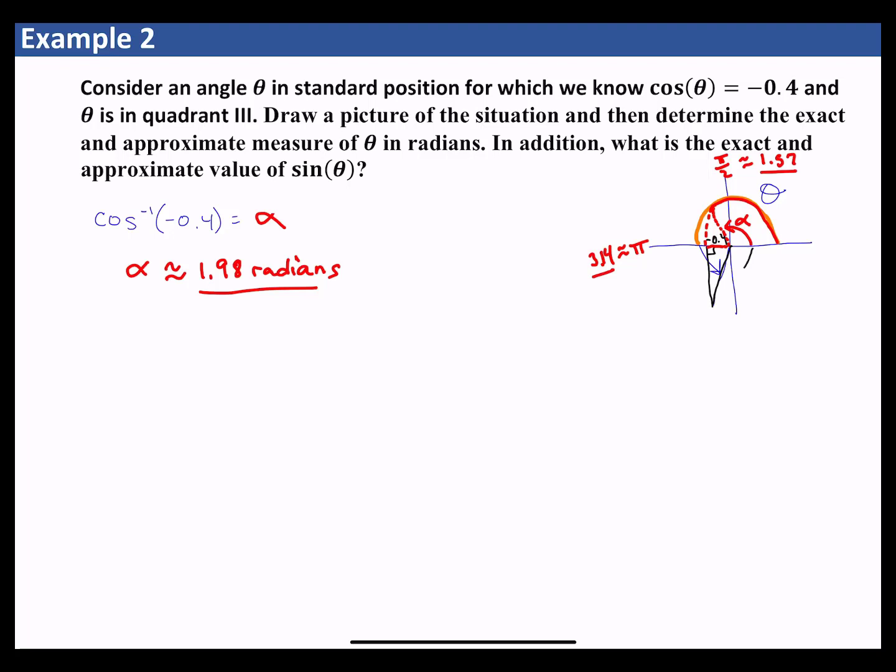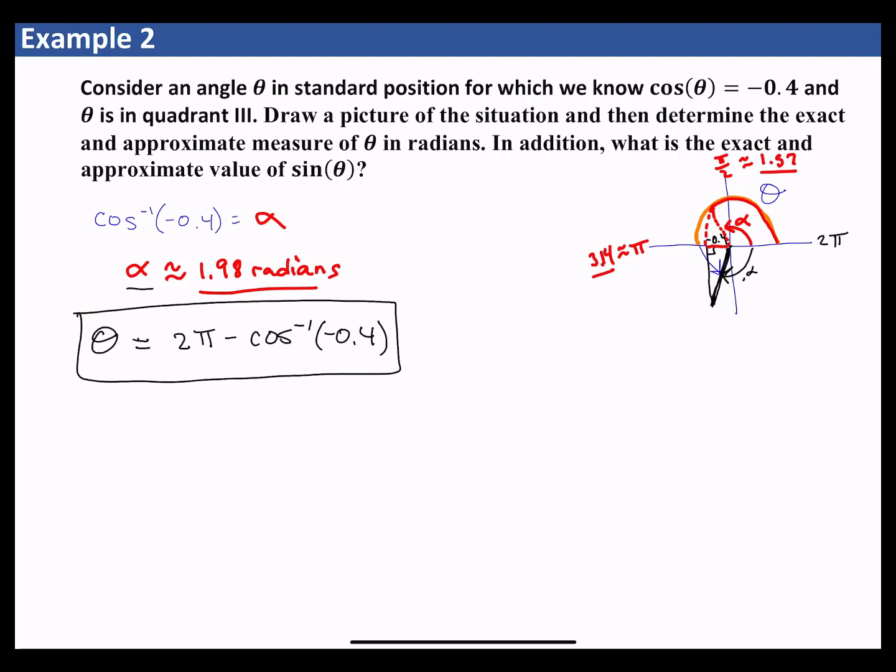So what we can recognize is that if we go counterclockwise, then that would be negative alpha. And we could think about rotating all the way around the circle, 2 pi, and then backing up alpha. So that would get us where we really want to be. So ultimately, the angle theta we're looking for is 2 pi minus this angle alpha we found, which was the inverse cosine of -0.4. So that would be our exact answer for theta.